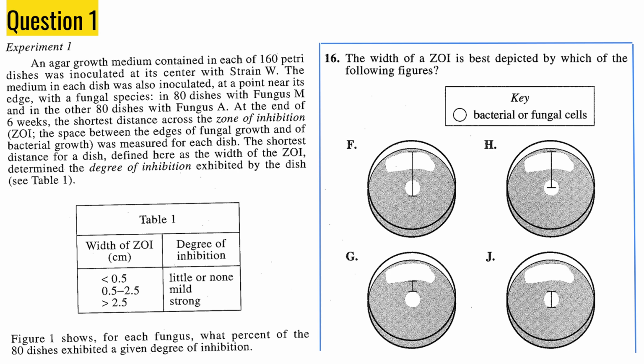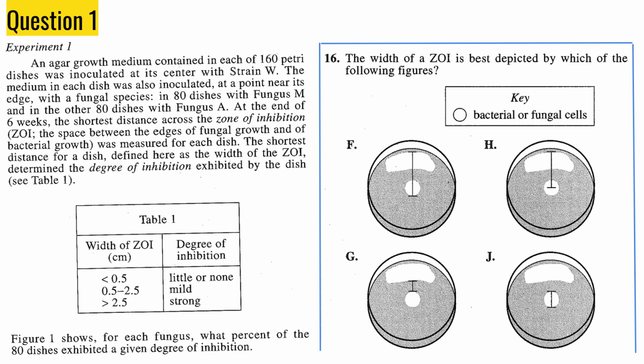And so we don't need to bother ourselves with the other graphs that are on that other page, right? We just need to focus on this table maybe, or maybe even some words here. And I'll show you that in a minute. So the question says, the width of a ZOI is best depicted by which of the following figures? So 9 times out of 10, you have not worked in a lab. You have no idea what a ZOI is. So that is going to imply that you need to do a little bit of reading.